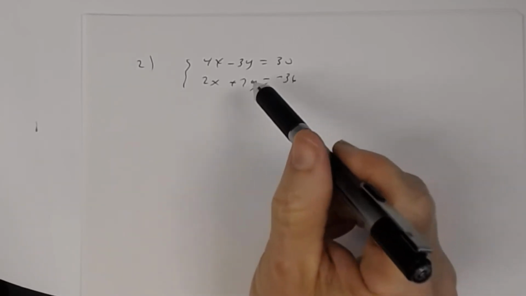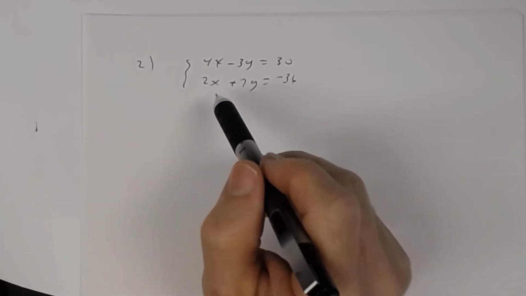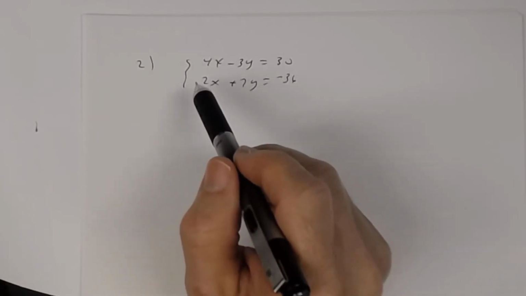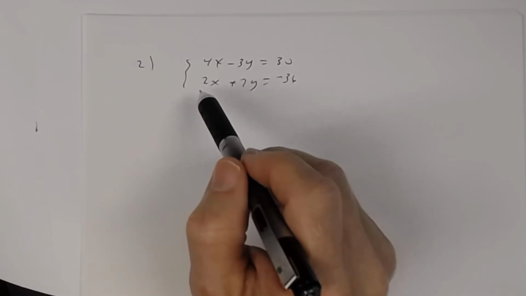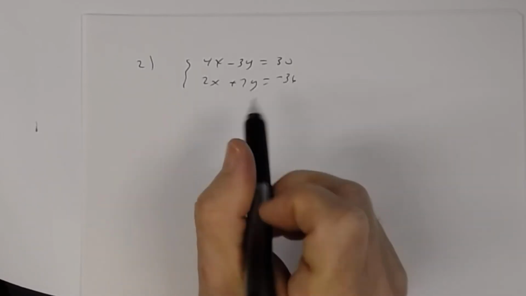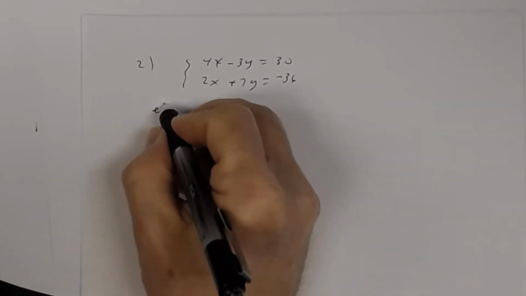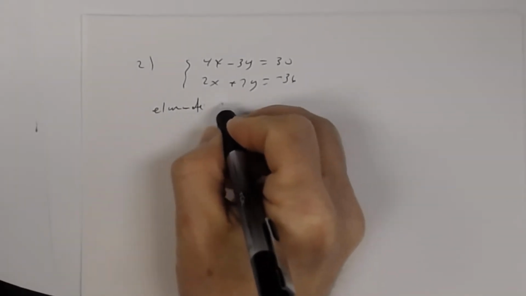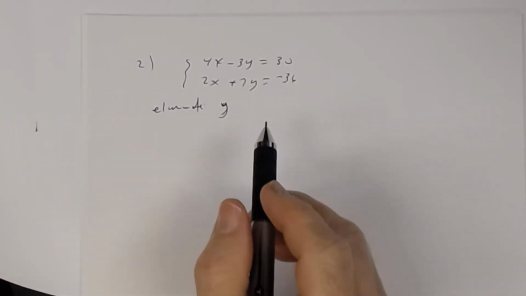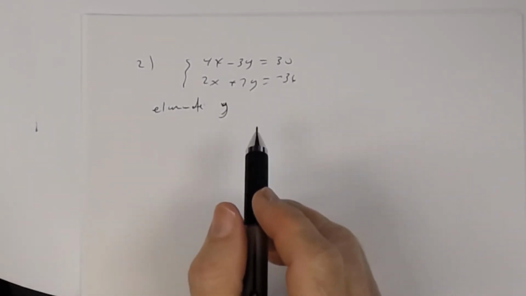What I want to do here is, it's easier to eliminate the x's, because all you need to do is multiply this by negative 2 and you get negative 4. But I just want to go ahead and eliminate the y's just to show you what you would need to do. It doesn't matter, you can eliminate the x's or the y's.